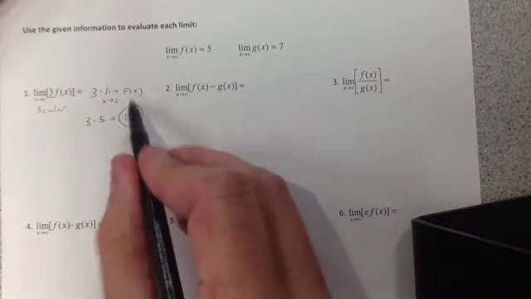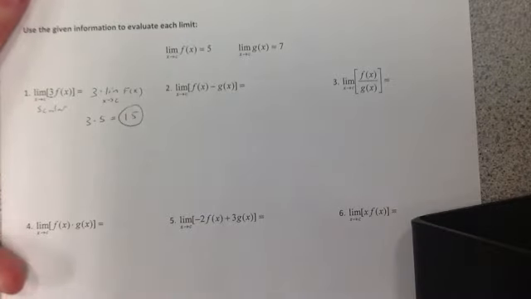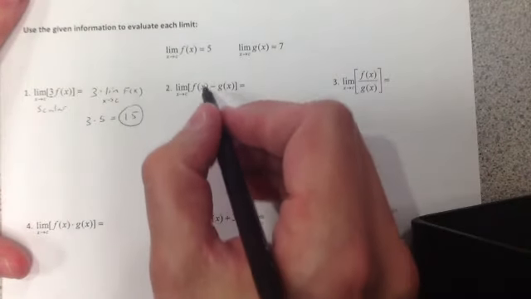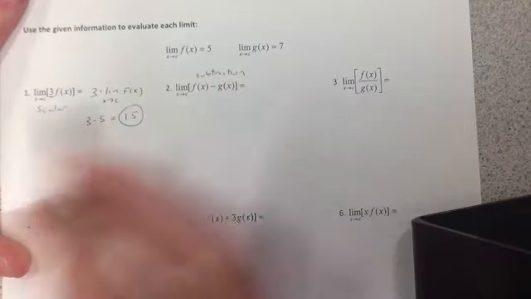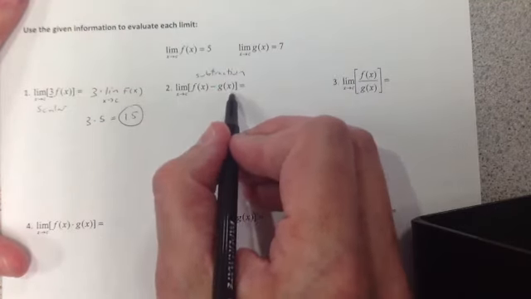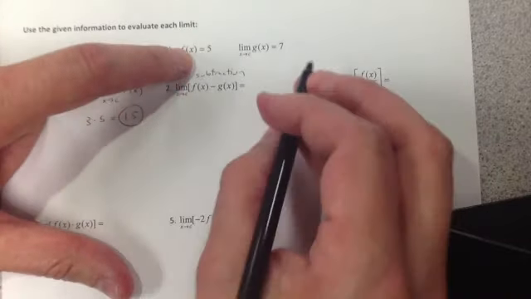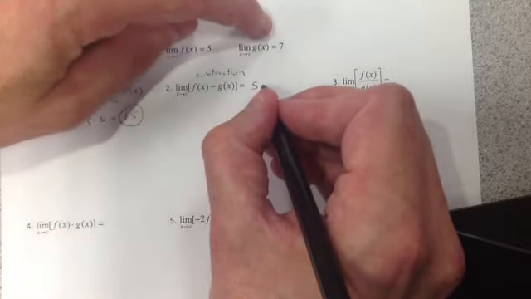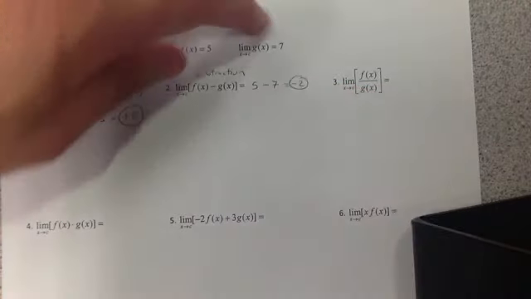Now, I don't expect you to do this much work. It's pretty easy to do, as you're going to find out. So for number 2, this is our subtraction property. We're subtracting. The limit as x approaches c of f of x minus g of x. Well, according to my rule, I can just subtract their answers. f of x was 5, g of x was 7. So 5 minus 7, we get negative 2.